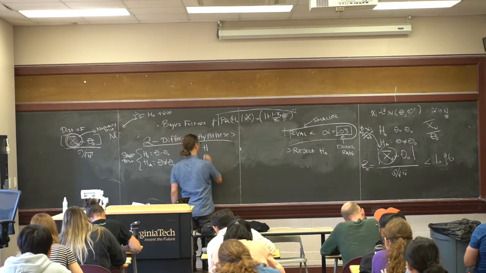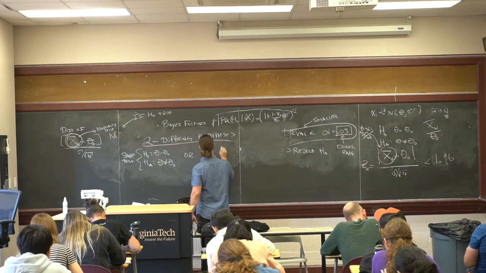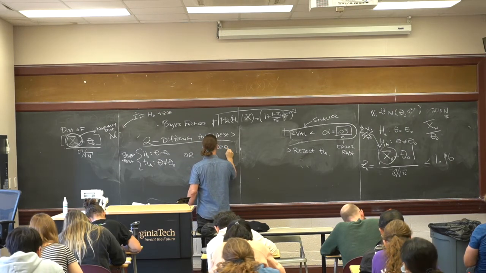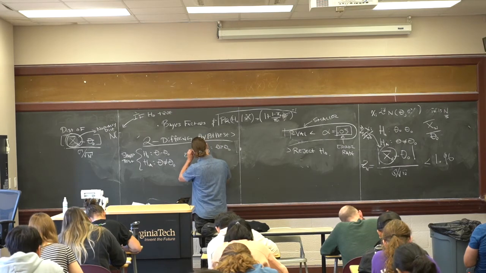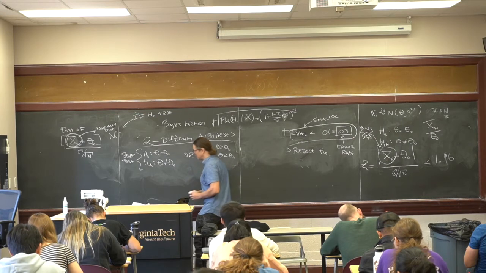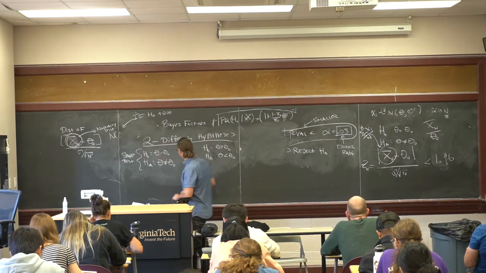Or this test. H naught: theta is greater or equal to theta naught. The alternative is going to be theta less than theta naught. This is the one-sided test.